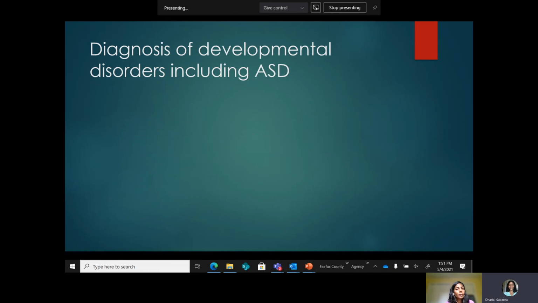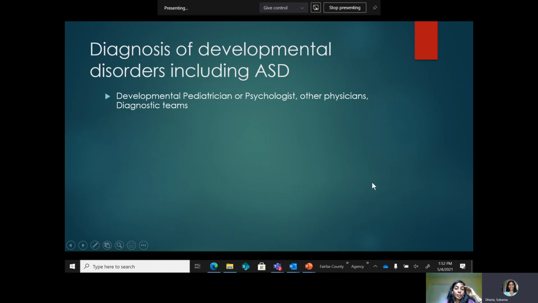So, who diagnoses developmental disorders like autism or language delay? Usually, a developmental pediatrician or a developmental psychologist can help you with identifying this. And there are other physicians that I know, certain neurologists or certain geneticists. There's a variety of types of doctors, even pediatricians like myself, who have the training to look at this in depth and help to identify these issues.